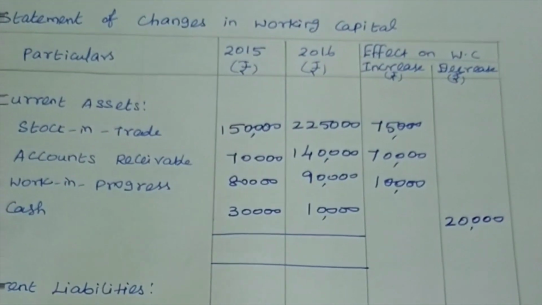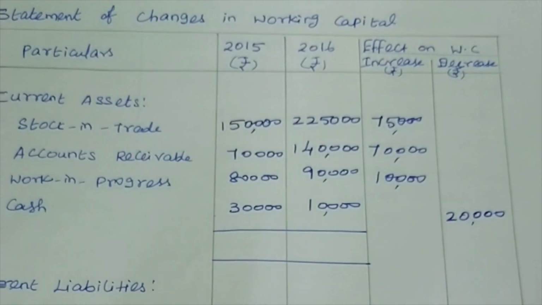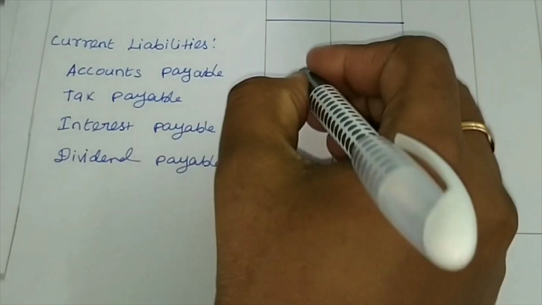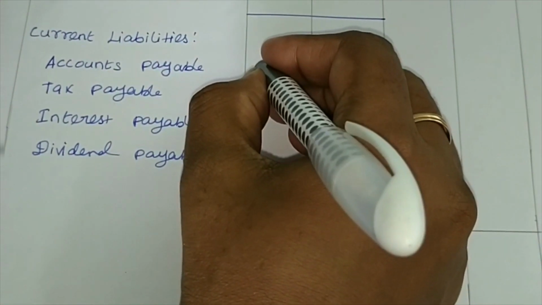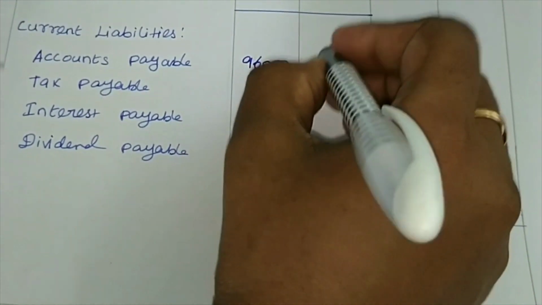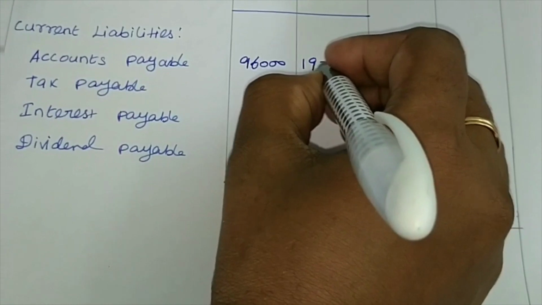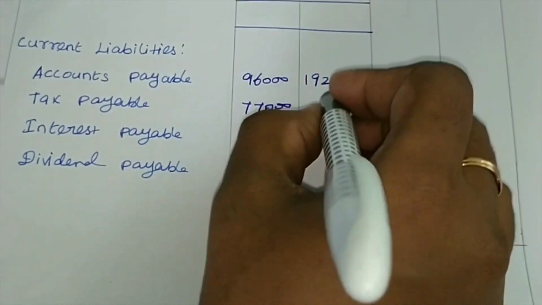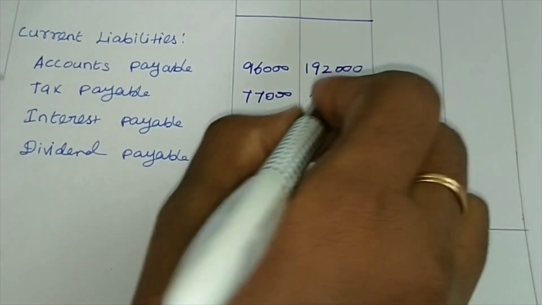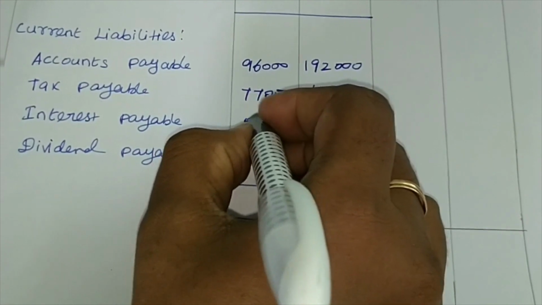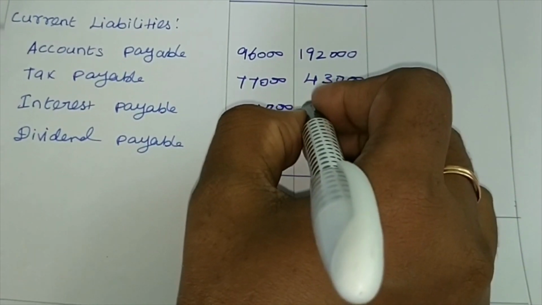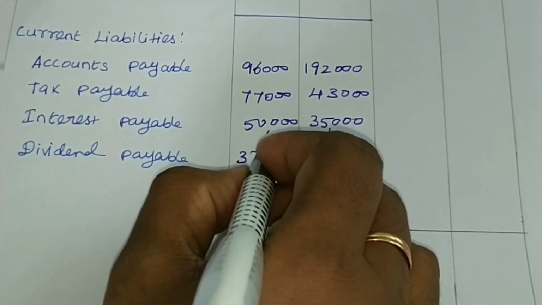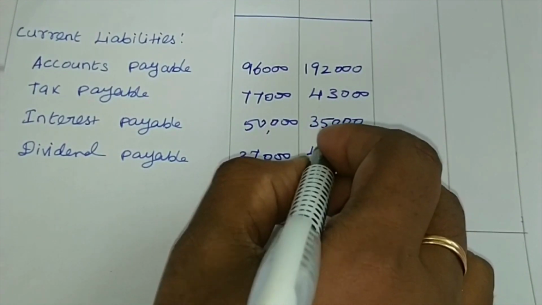Then current liabilities. If current liabilities increase, that will be posted in the decrease column. Say for current liabilities, accounts payable for 2015, 96,000. For 2016, 1,92,000. Tax payable, 77,000 and 43,000. Interest payable, 50,000, 35,000. Dividend payable, 37,000 and 45,000.